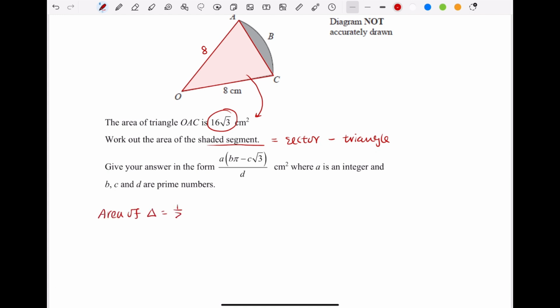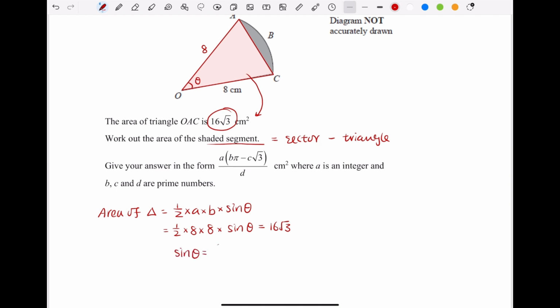We are told that the area of the triangle is 16 root 3. We also know that to work out the area, we need to do a half ab sine theta. Now we know what a and b are. In this case, they are 8. And we can rearrange to give us sine theta is root 3 over 2. Now we need to know our special trig value. This tells us theta is going to be 60 degrees.